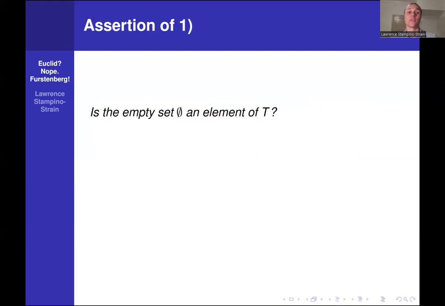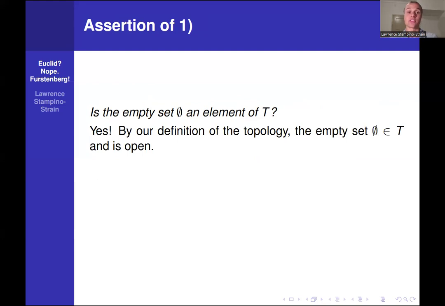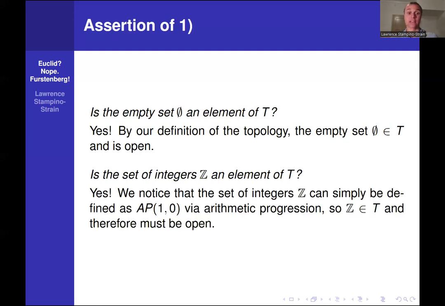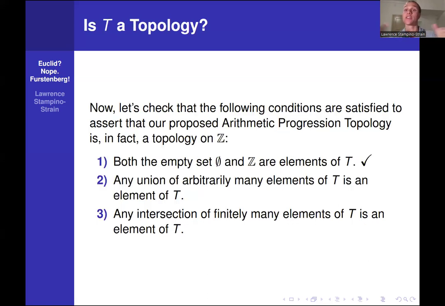Our assertion of 1 begins with answering this question: is the empty set an element of T? And yes, by our definition of the topology, the empty set is an element of T and it's open. The second question we have to answer is, is the set of integers an element of T? And yes, the set of integers can simply be defined as AP 1,0, so AP 1,0 equals the set of all integers via arithmetic progression. So Z is an element of our topology and therefore must be open. So our first condition is satisfied. We can put a little check by that.